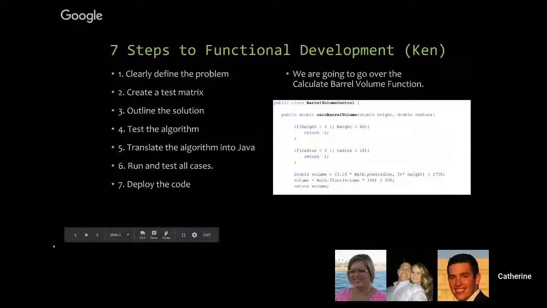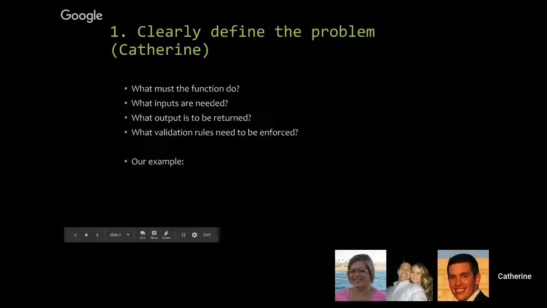Today we are talking about the 7 steps to functional development. These are the 7 steps. So the first step is to clearly define the problem.